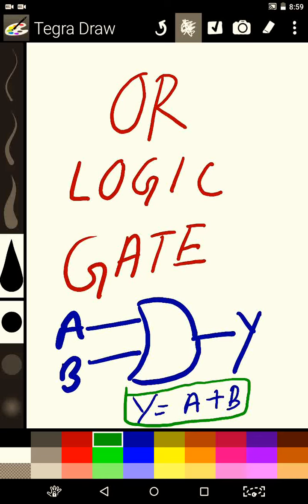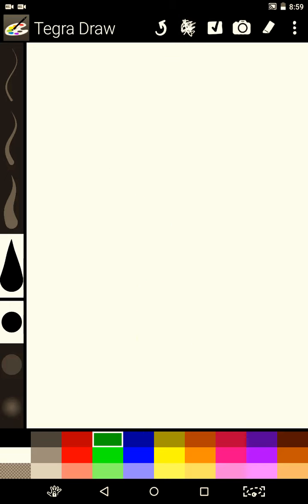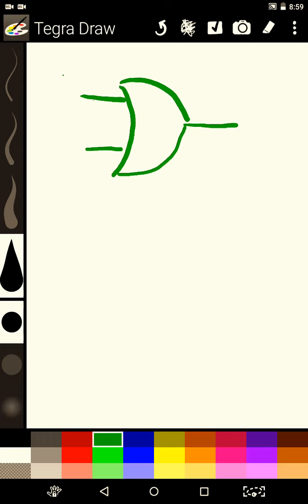Today we will discuss the OR logic gate. The OR logic gate is represented using this symbol. This is the OR gate symbol with the input side. This is a 2 input, single output OR gate.